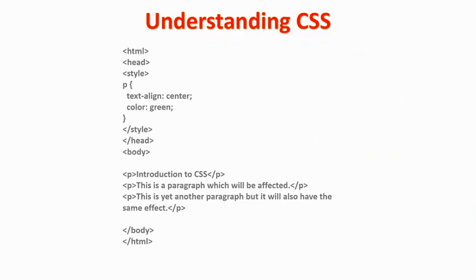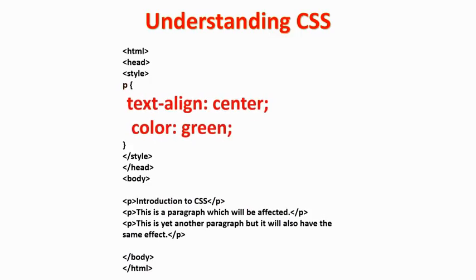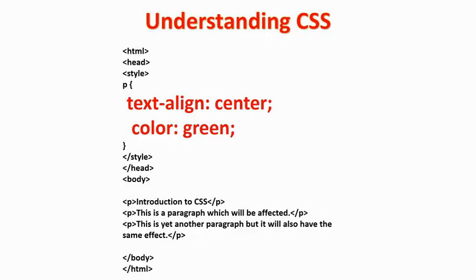In CSS, a selector is a pattern that is used to select specific HTML elements. For example, in this code, the element P is a selector. Once it is defined, every occurrence of P tag will be affected as per the definition. The information within the curly brackets is called a declaration. Declaration refers to the properties and values that are applied to the selector.